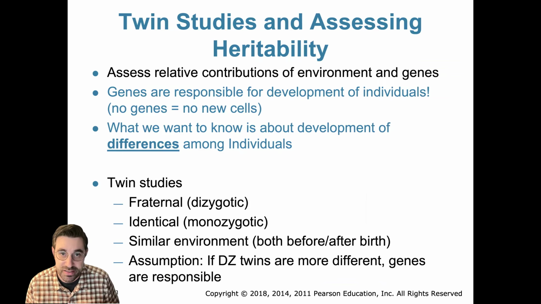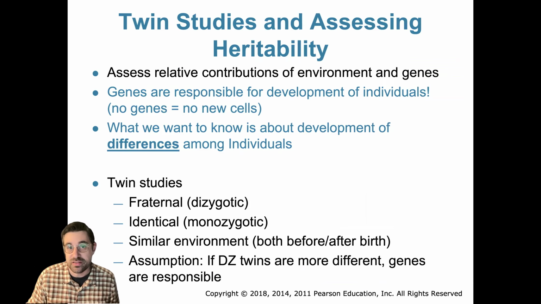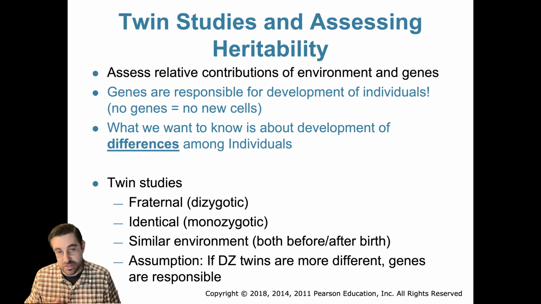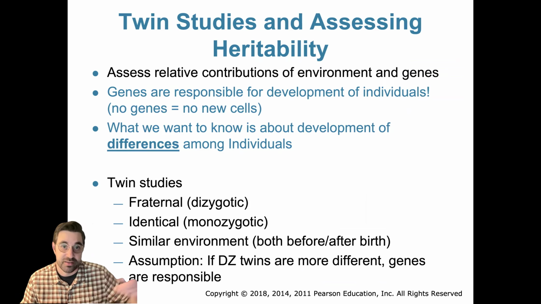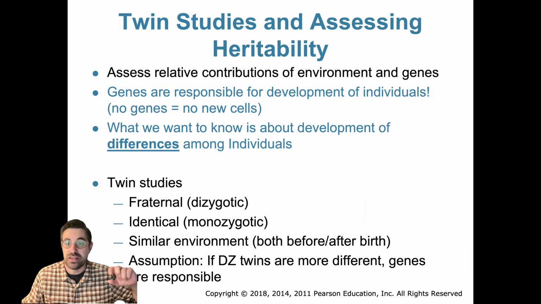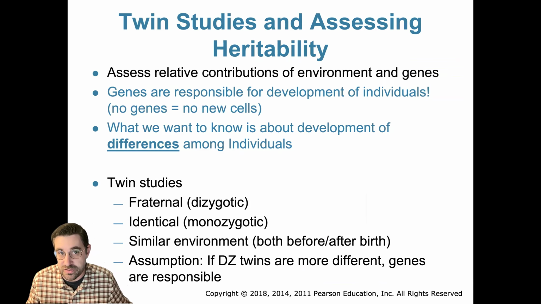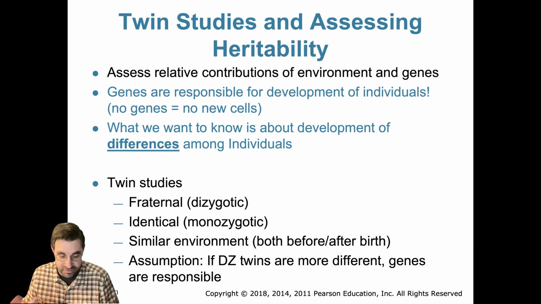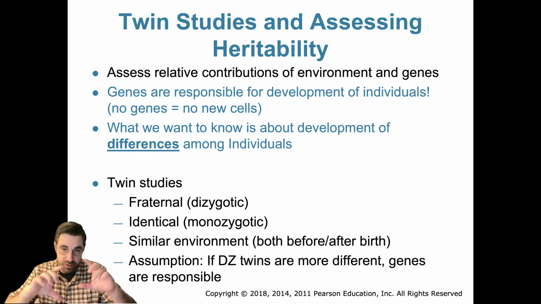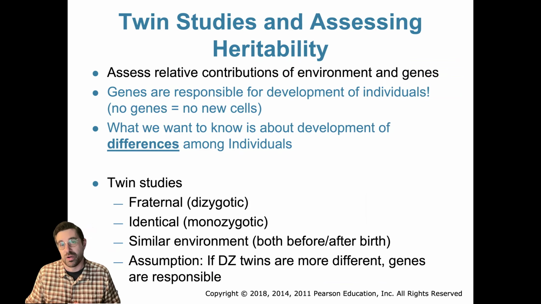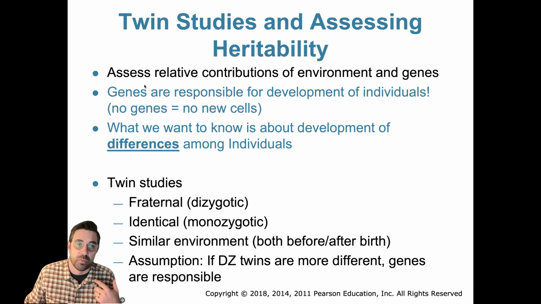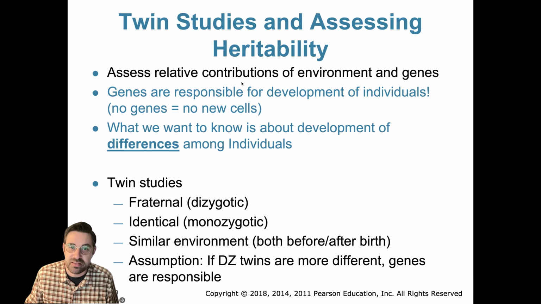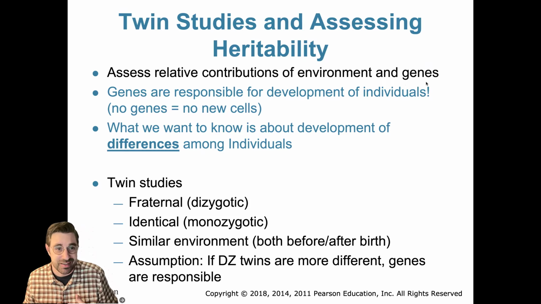Last topic on the heredity umbrella is twin studies. So, if we want to study heritability in terms of differences in genetics and then differences in psychology, we need to have some way to make comparisons, right? So, I need to compare differences in people's family, right? But I also need to think about their environment. And so, what twin studies do is allow us to assess the relative contribution of the environment and the genes.